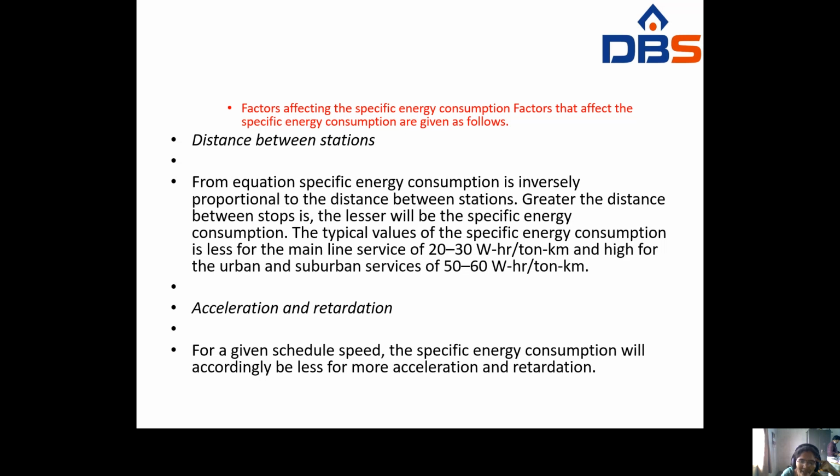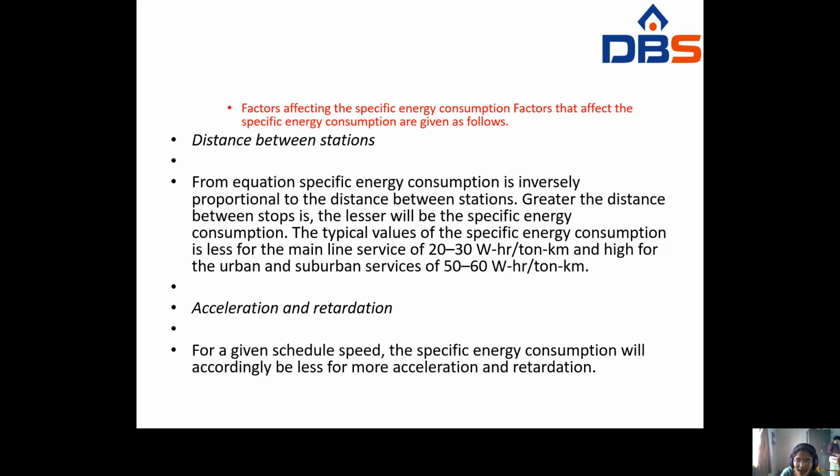The typical value of specific energy consumption is less for mainline services. Why is it less for mainline services? Because in mainline services the distance between the stops is more. Whenever the distance between the stops is more, the specific energy consumption value will be less. So for mainline services, the specific energy consumption value will be 20 to 30 watt hours per ton per kilometer, and high for urban and suburban services.